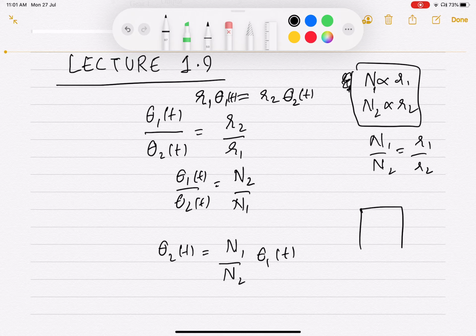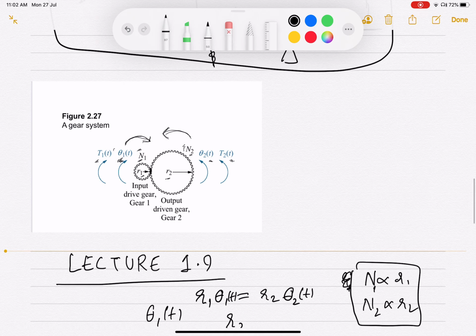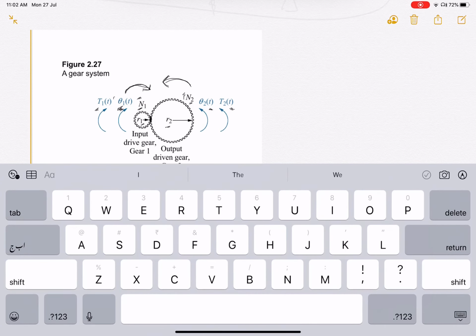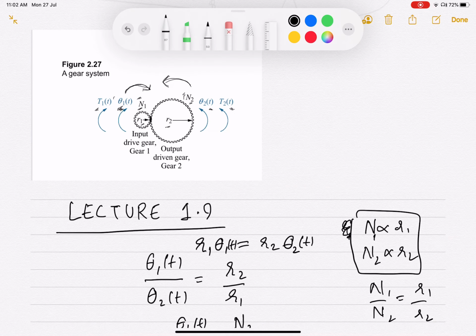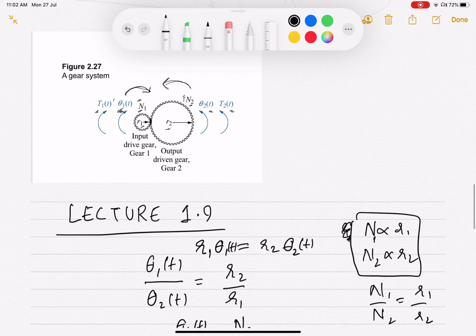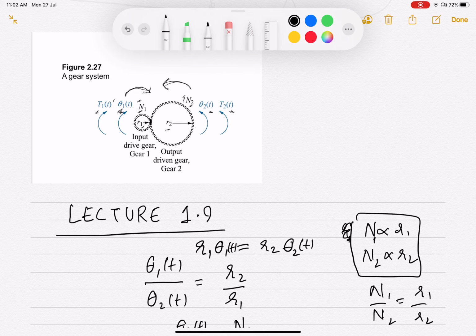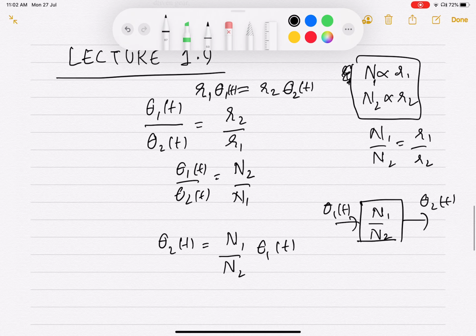So this is your theta 2(t), this is your theta 1(t), and this theta 1(t) is multiplied by N1 by N2. Essentially, if you have a smaller gear here and a larger gear on the right hand side, then the angular displacement for the bigger gear is going to be less. That's obvious because many rotations of the smaller gear will correspond to one rotation of the larger gear, right?